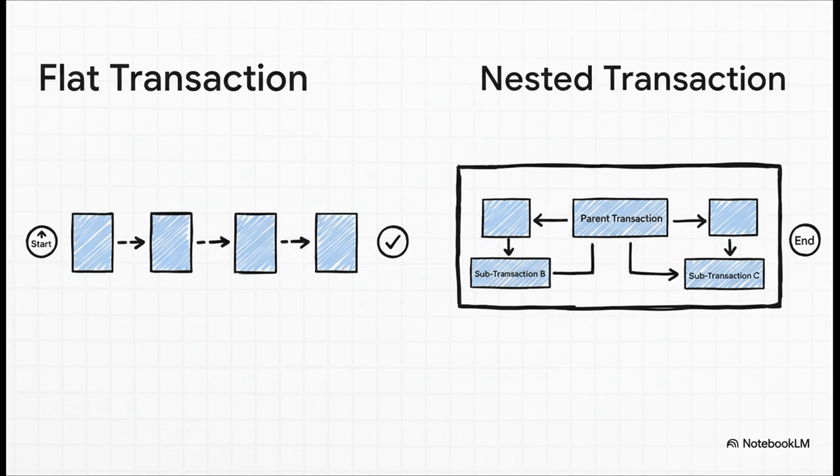But nested transactions? Ooh, they bring some serious power to the table. They let you run smaller tasks at the same time, which is a massive boost for speed and performance. Plus, if one of those little sub-transactions fails, you might be able to just retry it without having to scrap the entire operation. That makes the whole system a lot more resilient.